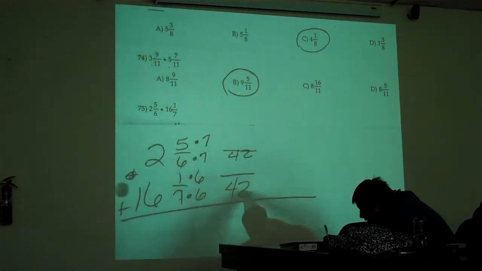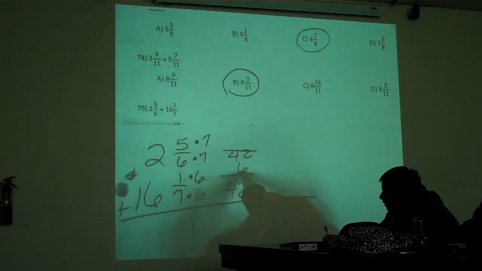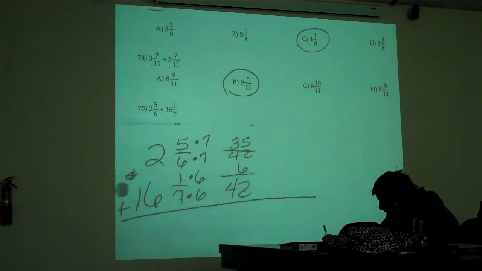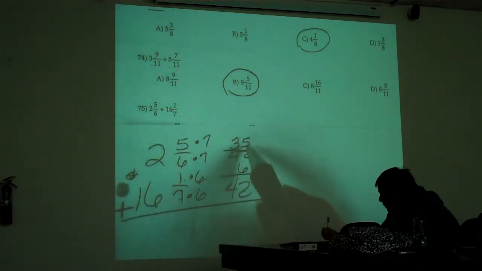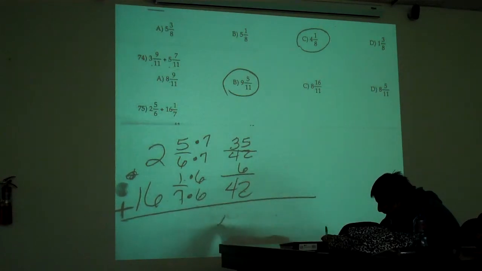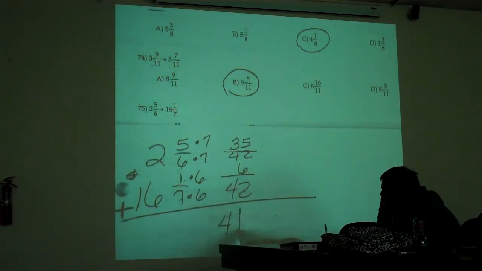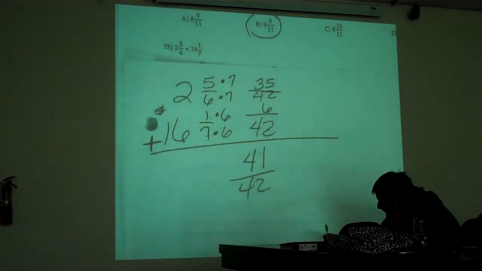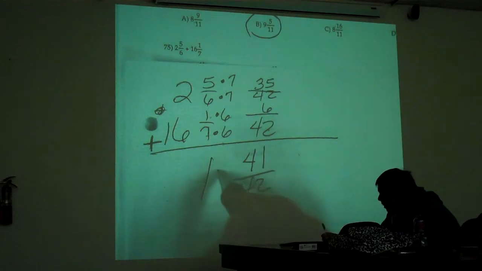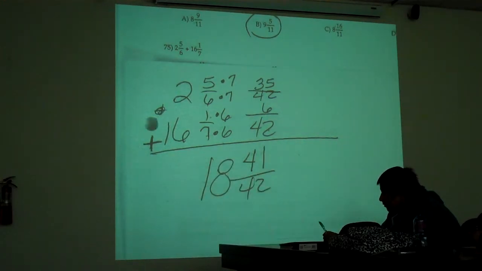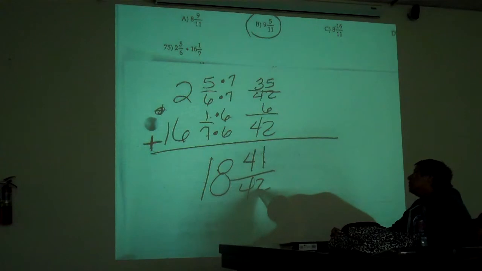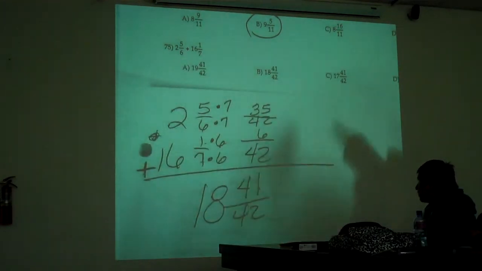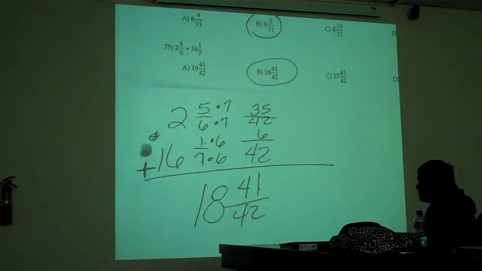Okay, so this is 42, that 1 times 6 is 6. 5 times 7 is 35. Okay, we're adding 35 plus 6, 41. 41 over 42. Okay, we have 2 plus 16, 18. And this is almost 42, but it's not more, so we don't have to convert it or anything. 18 and 41 over 42.